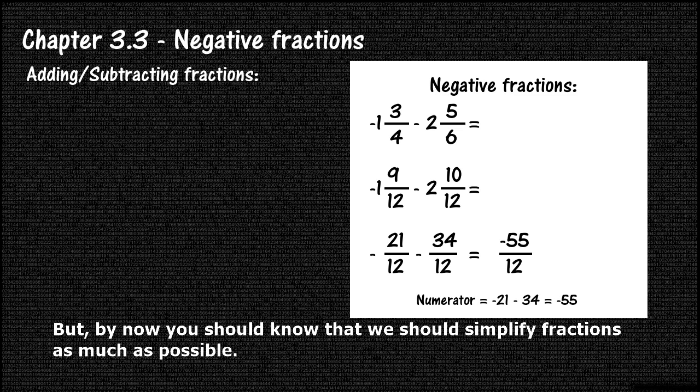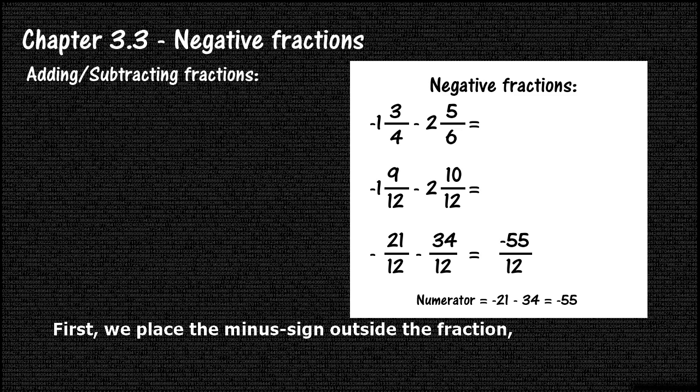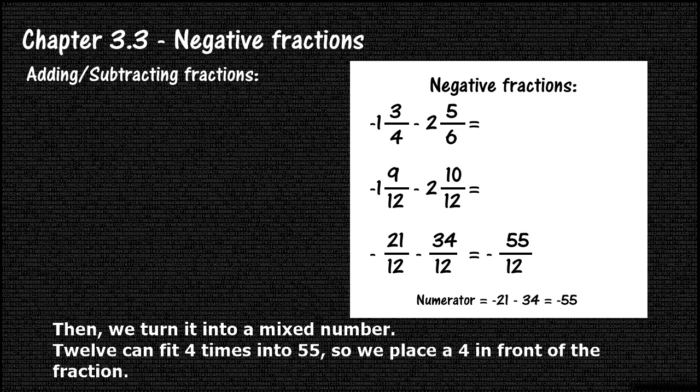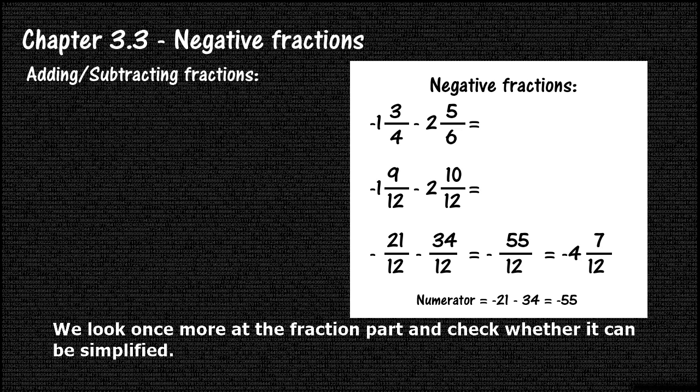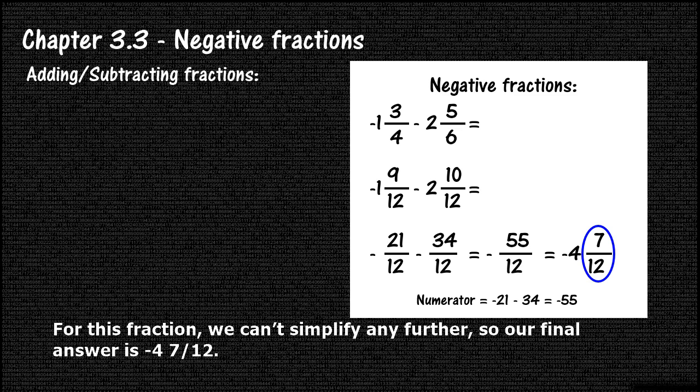But by now you should know that we should simplify fractions as much as possible. First we place the minus sign outside the fraction. Then we turn it into a mixed number. 12 can fit 4 times into 55, so we place a 4 in front of the fraction. We look once more at the fraction part and check whether it can be simplified. For this fraction we can't simplify any further, so our final answer is minus 4 7/12.